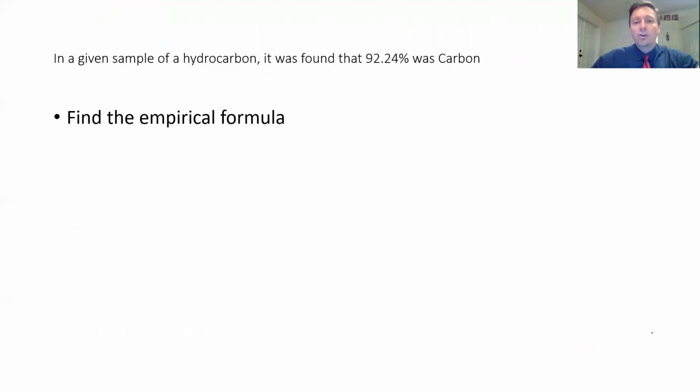You automatically assume you have 100 grams. This says a hydrocarbon, so all I have is carbon and hydrogen. That's it. That's all this is. So if I change this to a mass, so I have 100 grams, I have 92.24 grams of carbon. And I'm going to convert that right away to moles.